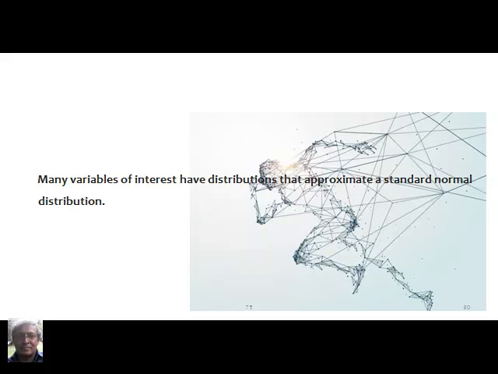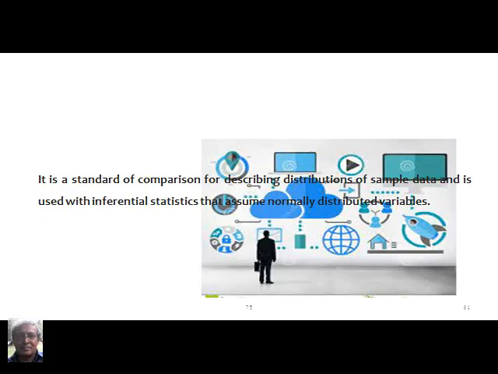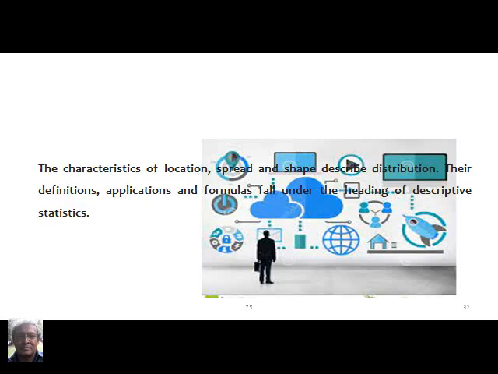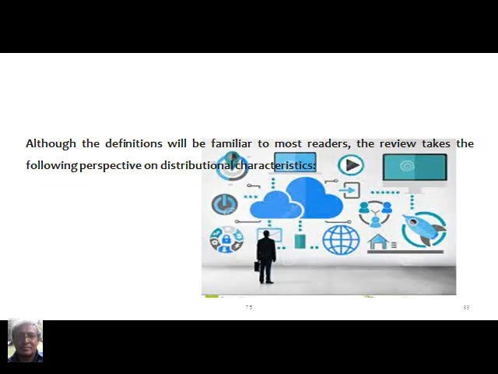Many variables of interest have distributions that approximate a standard normal distribution. It is a standard of comparison for describing distributions of sample data and is used with inferential statistics that assume normally distributed variables. The characteristics of location, spread and shape describe distribution. Their definitions, applications and formulas fall under the heading of descriptive statistics. Although the definitions will be familiar to most readers, the review takes the following perspective on distributional characteristics.